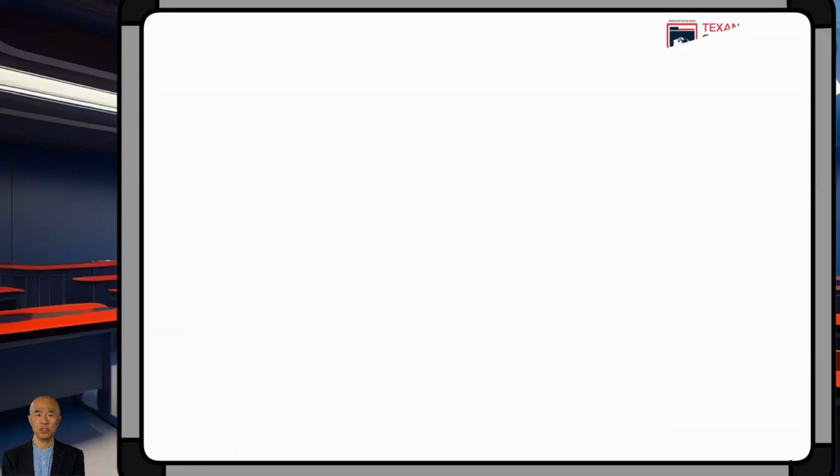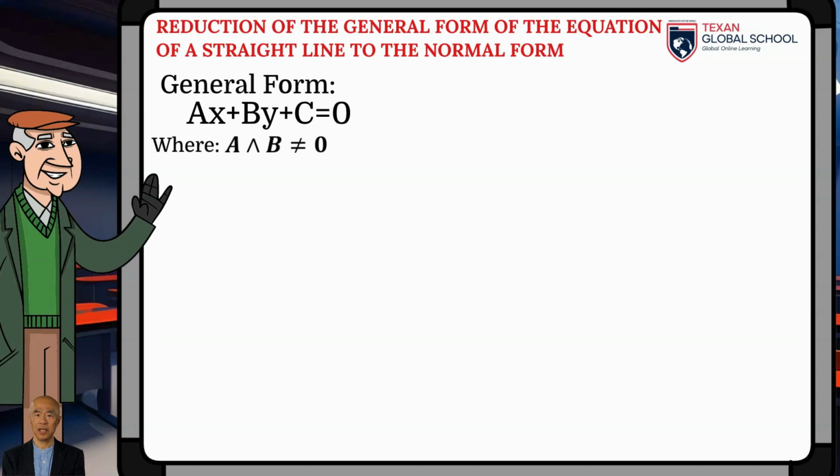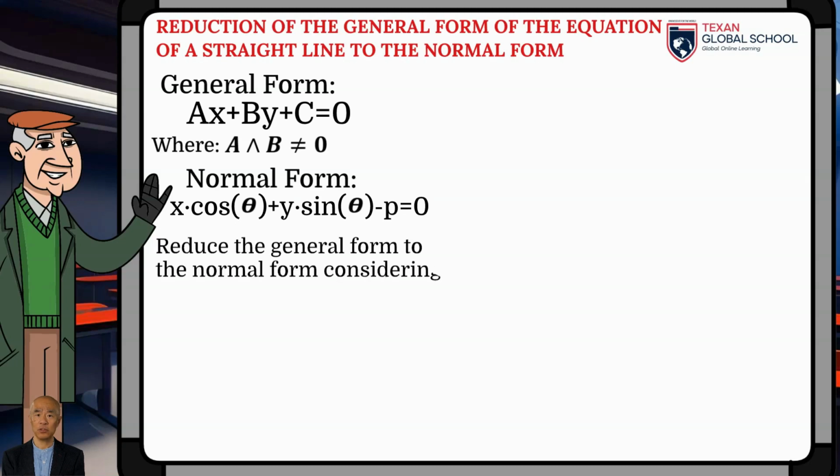We can also reduce the general form to the normal form of the equation of a straight line. Let us remember then that the general form of the equation of a line is ax plus by plus c equals 0, and the normal form of the equation of a line is x times cosine of theta plus y times sine of theta minus p equal to 0.